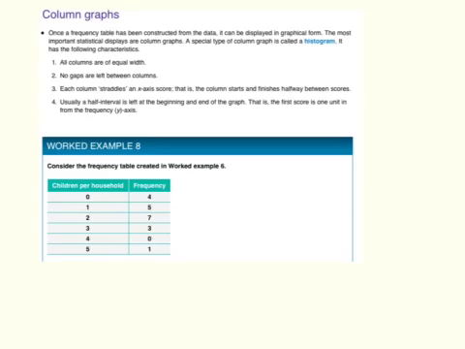From our frequency table, we can now create what we call a column graph. This is basically a visual representation of the frequency table. By the way, another name for a column graph is a histogram. So how do we create a column graph?